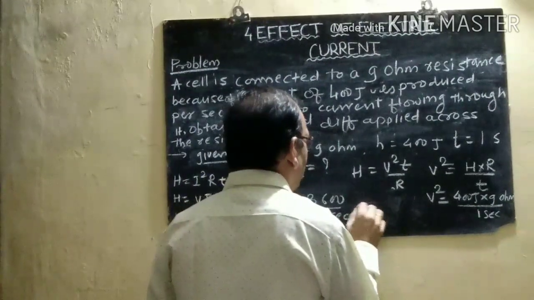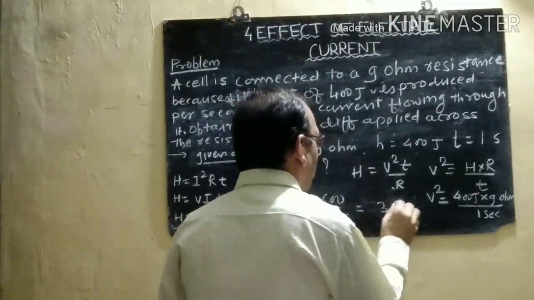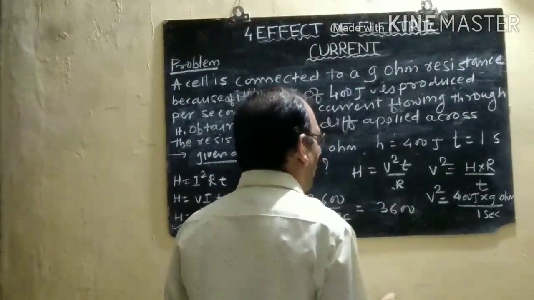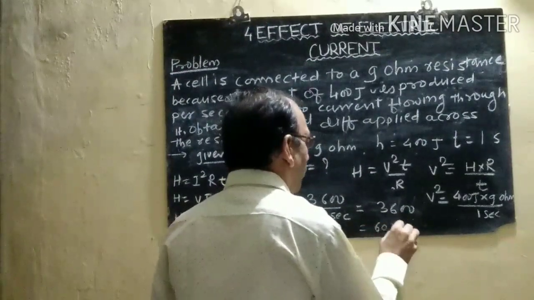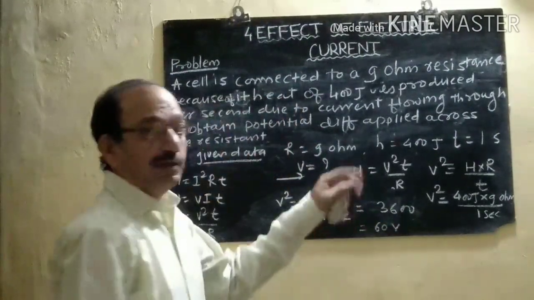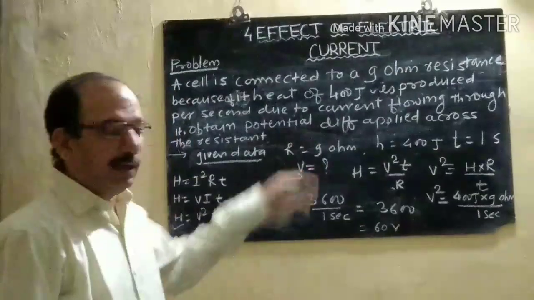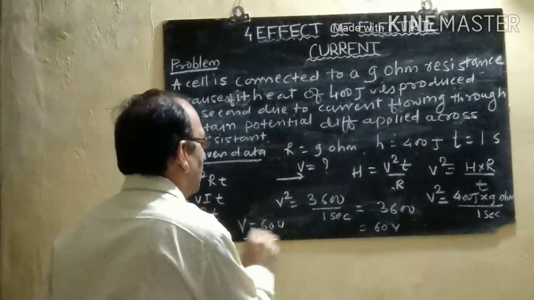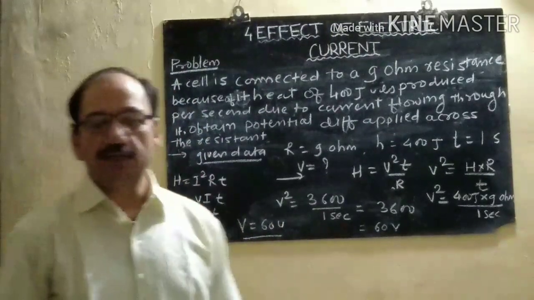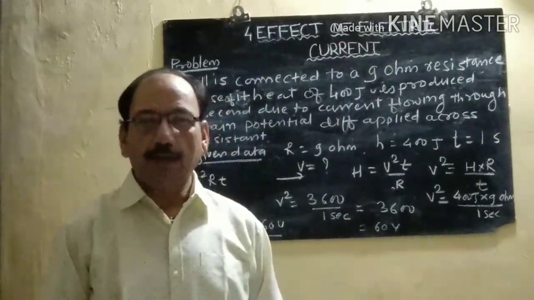It is equal to 3600. The square root of 3600 is 60. Means the potential difference between these two ends, that is V, is equal to 60 volt. The answer is 60 volt. The potential difference between two ends will be 60 volt.